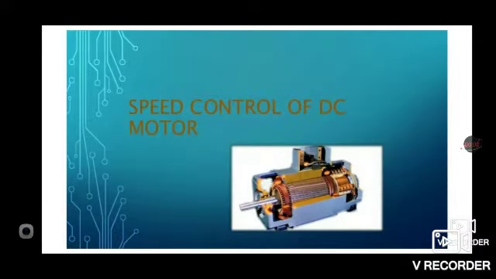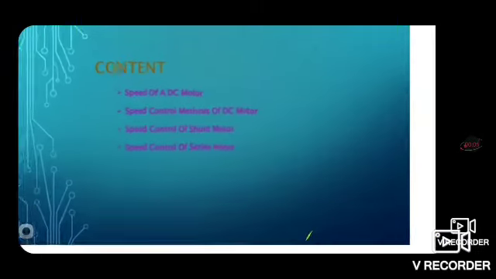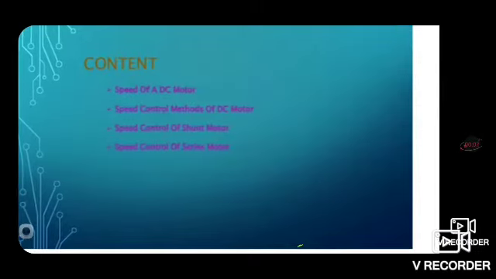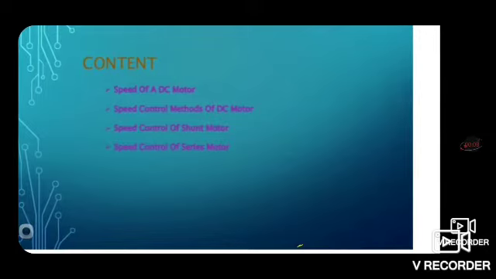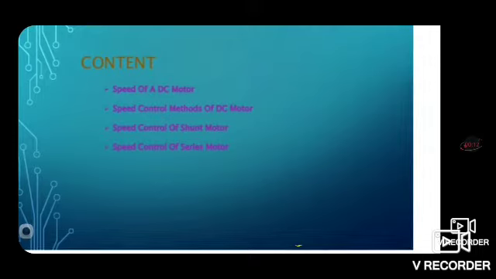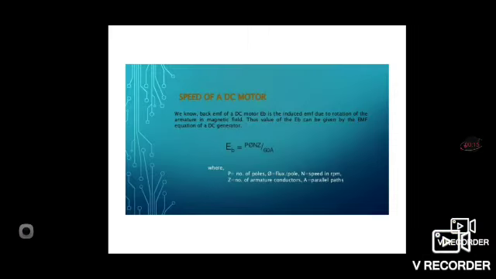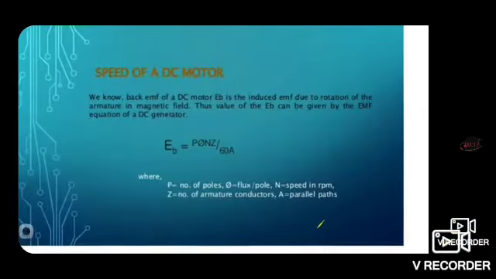In this class we are going to discuss speed control of DC motor, in which we are going to see about speed of a DC motor, speed control methods of DC motor, speed control of shunt motor, and finally we will see about speed control of series motor. We will see one by one. First, speed of a DC motor.